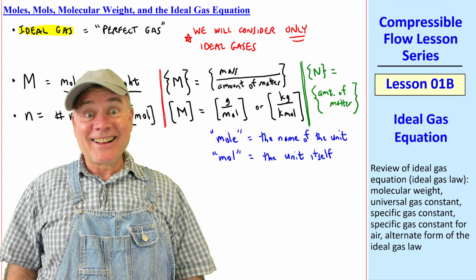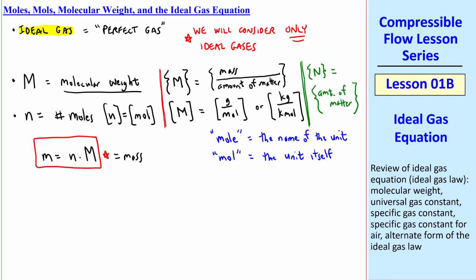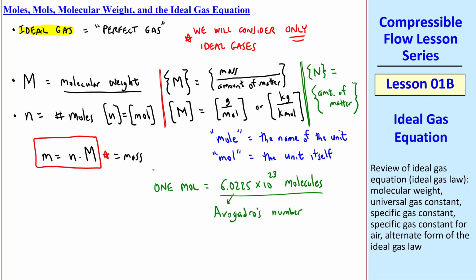You're welcome, Dud. It turns out that mass m is equal to n times capital M. This is the mass, and I use a lowercase m instead of an uppercase M for mass. Note that 1 mole is 6.0225 times 10 to the 23 molecules. It's a measure of how many molecules there are. This number, by the way, is Avogadro's number.